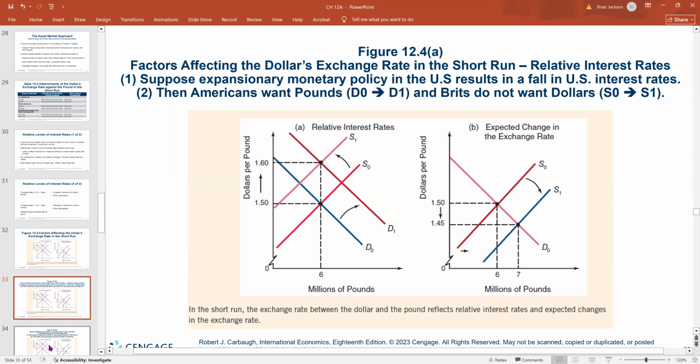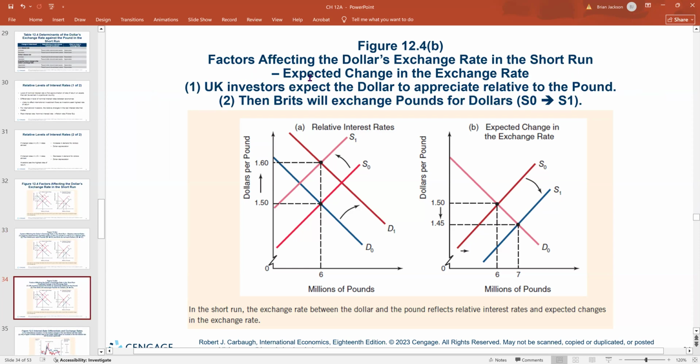Okay. Second picture here. Here's working through expected change in the exchange rate. So now we have expectations of what the exchange rate is going to be in the future. UK investors expect the dollar to appreciate relative to the pound. Then Brits will go ahead and exchange pounds for dollars. Okay. If you think dollars are going to get more expensive relative to the pound, go ahead and get those dollars and get ahead of that. And so what's going to happen here? Well, you're going to have an increase in the supply of pounds. Okay, British citizens are dumping those pounds. They want dollars.